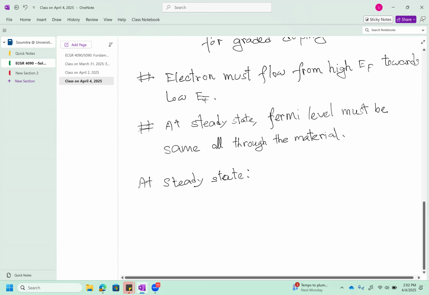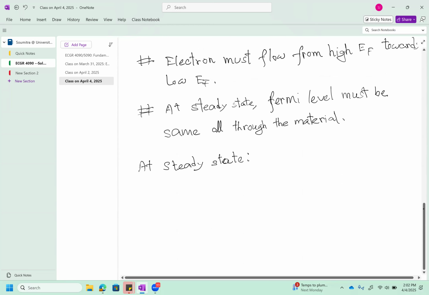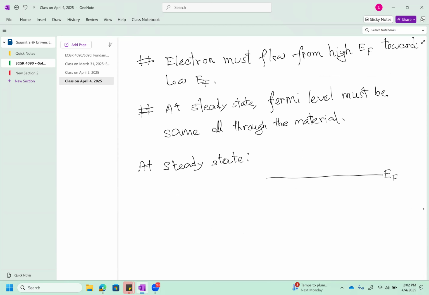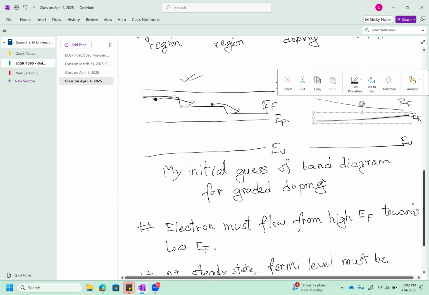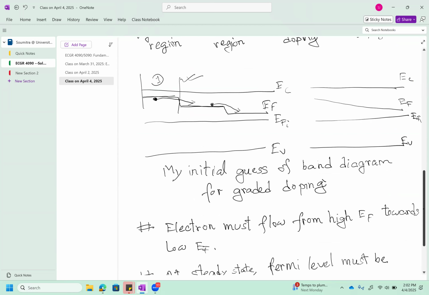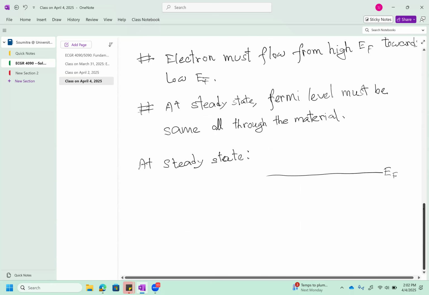Okay, so instead of first drawing EC and EV, first I'm going to draw EF. And I know that EF is going to be constant. So I'm going to draw EF first. And then by keeping EF at this level, I'm going to redraw EC and EV. So how am I going to draw this? Look at that. At the region, like region 1, where you have very heavy doping, I know that my EF must be very close to EC, correct? So if I keep EF fixed here, I'm going to draw EC actually here. Okay, so this is my EC.